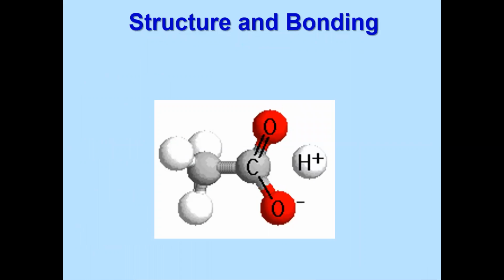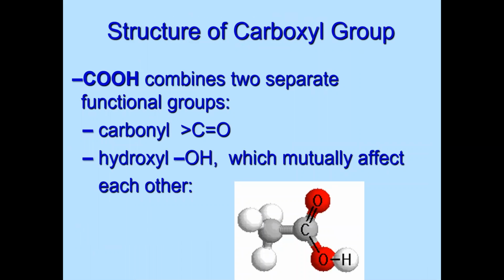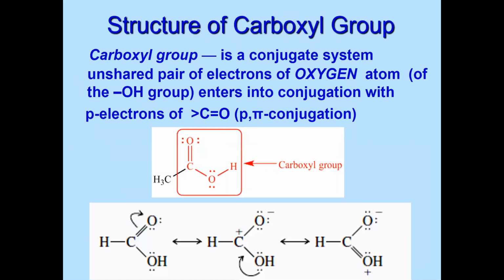Structure and bonding. Carboxyl group combines two separate functional groups, carbonyl and hydroxyl, which mutually affect each other. Carboxyl group is a conjugate system. The unshared pair of electrons of the oxygen atom of the hydroxyl group enters into conjugation with the pi electrons of the carbonyl group.